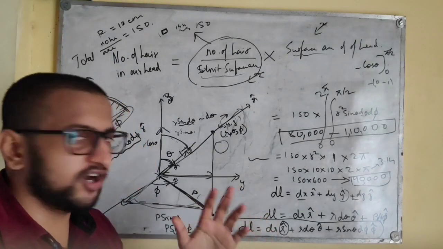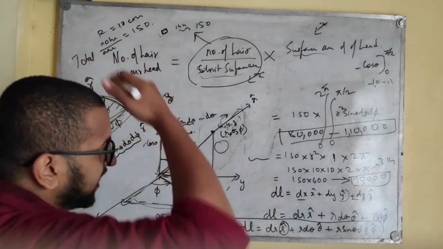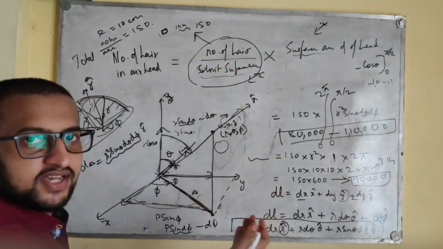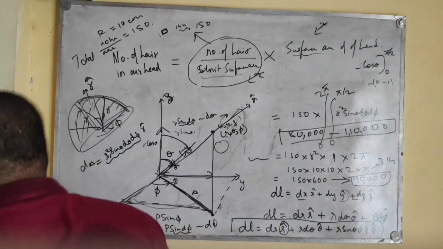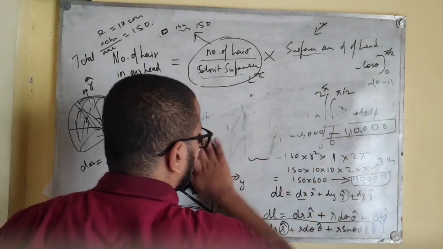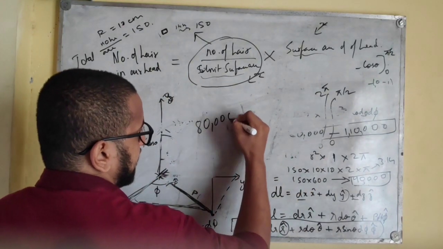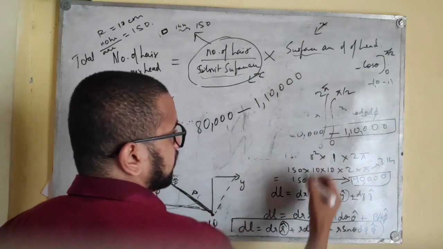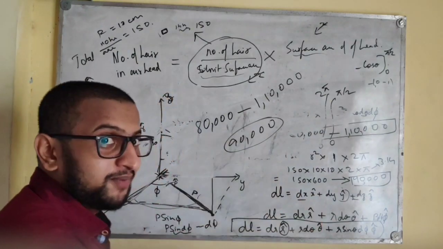For an average person, the dimension of the head, the radius, is going to change, or the number of hairs per unit surface area is going to change. So the average value is going to be from 80,000 hairs to 1,10,000 hairs. So 90,000 is what we calculated according to my mathematics.